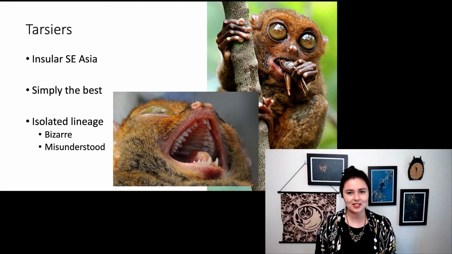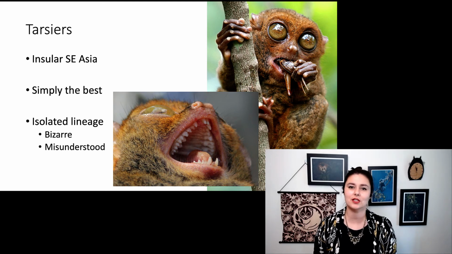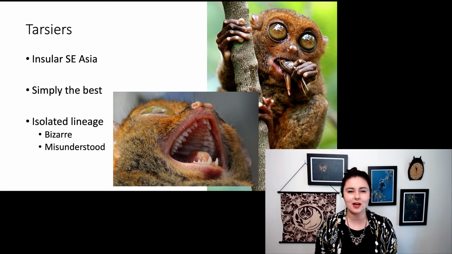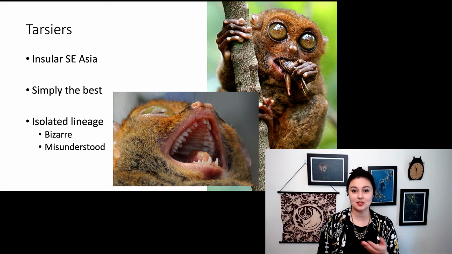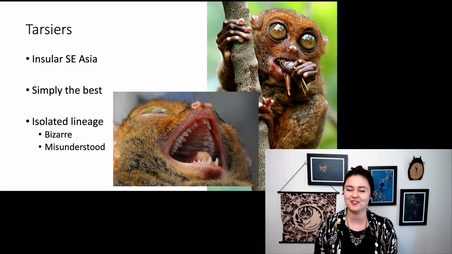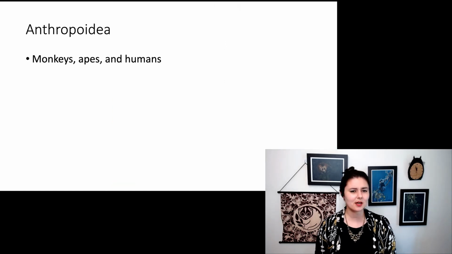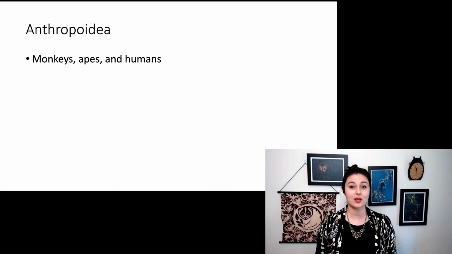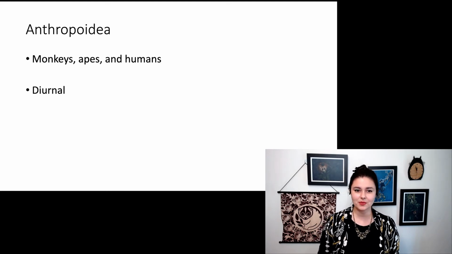They've been isolated from other primates for a really long period of time, and they do tend to be a little bit different and not as well understood. You can see here they have nice sharp pointy teeth, and they do eat a lot of insects. But let's talk about our anthropoids. This is what you are probably already familiar with as primates. We have monkeys, apes, and humans.